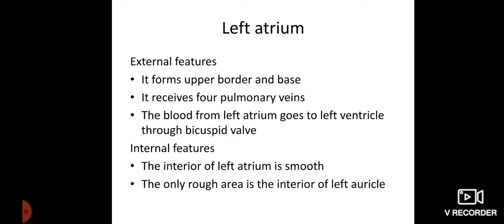Almost 99% of the wall of the left atrium is completely smooth. That means both the anterior wall and the posterior wall are smooth. Only the rough area is present in the left auricle. There are some muscular projections present called musculi pectinati.